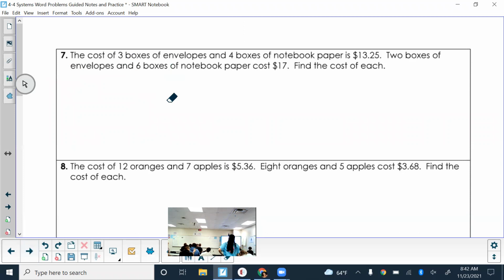So the cost of 3 boxes of envelopes and 4 boxes of notebook paper is $13.25. 2 boxes of envelopes and 6 boxes of notebook paper cost $17. Find the cost of each. So we're looking for the cost of what?